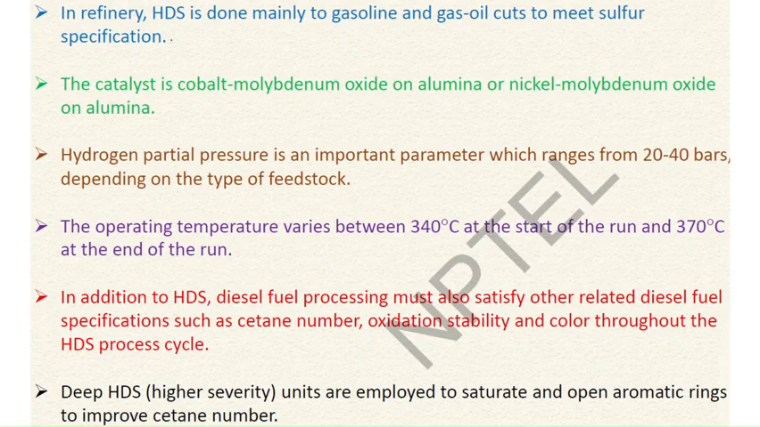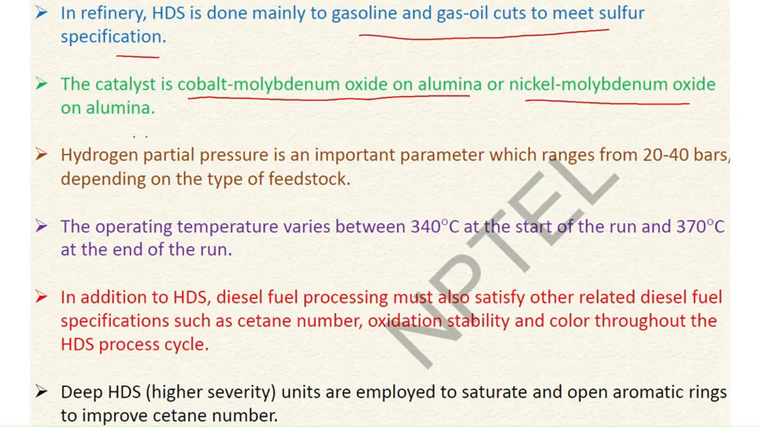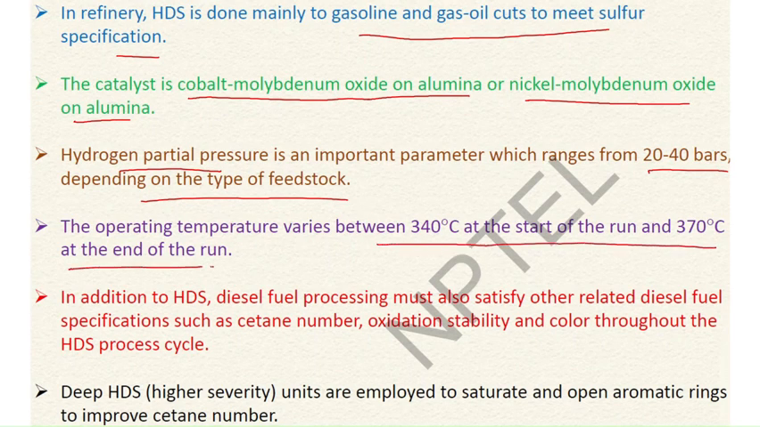Now, in a refinery, hydrodesulfurization is done mainly to gasoline and gas oil cuts to meet the sulfur specifications. The catalyst used here is cobalt molybdenum oxide on alumina or nickel molybdenum oxide on alumina. The hydrogen partial pressure is also an important factor, which ranges from 20 to 40 bars depending on the type of feedstock. So the catalyst and the hydrogen partial pressure are important factors, but they may vary depending on the type of feedstock.